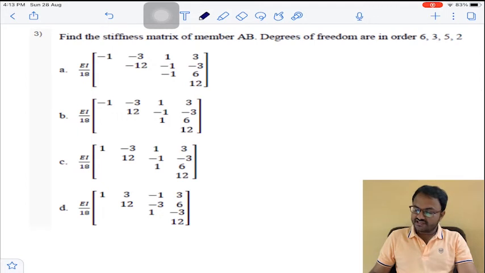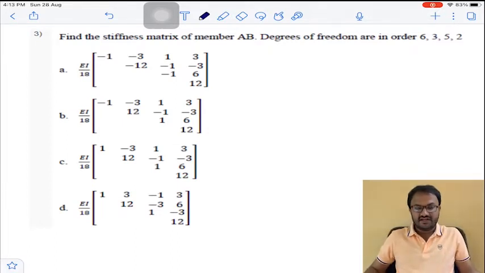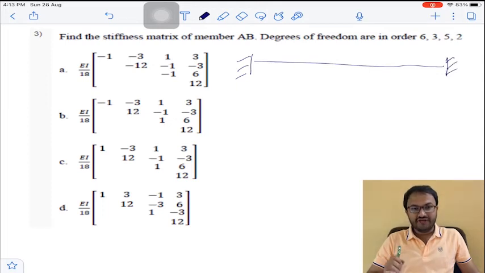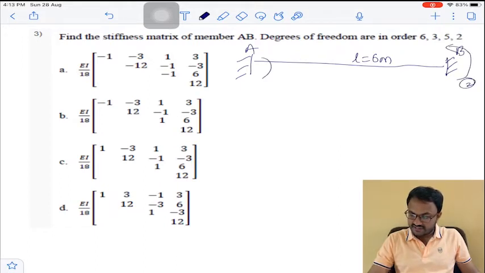Find the stiffness matrix of member AB. So, listen carefully. This is a very typical question. Okay, so the member AB is this much. First of all, whenever we are intending to derive the stiffness matrix, we need to fix the joints, and the length of the member is 6 meters. So here this is A and this is B. This is coordinate 2, this is coordinate 3 and this is coordinate 5, this is coordinate 6. Clear?